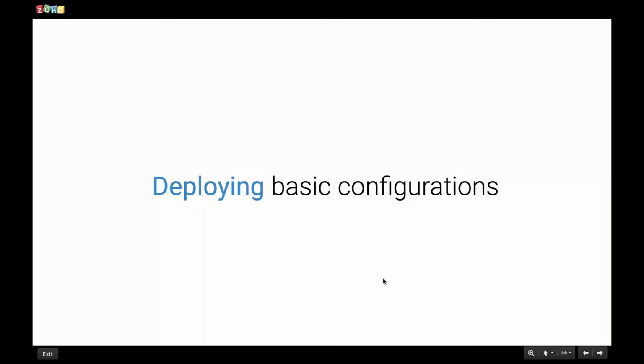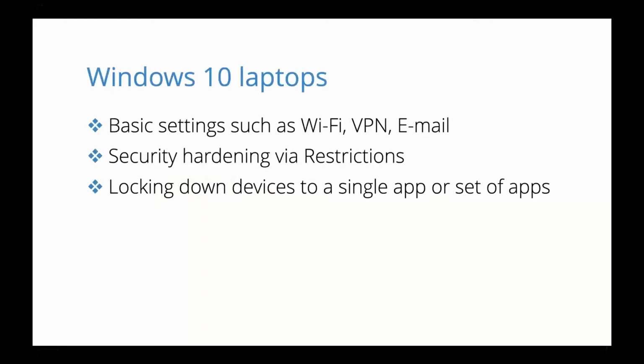So now it's time to take a look at deploying basic configurations. Mobile Device Manager Plus supports various configurations to ensure that the corporate data is secure on the devices and easily accessible as well. In the case of Windows 10 laptops, we support basic settings such as Wi-Fi, VPN, and email. We also have various security hardening restrictions that ensure corporate data security. Also, we have a feature that allows you to lock down devices to a single app or a set of applications based on your organization's requirement. So I will show you all of these settings now.